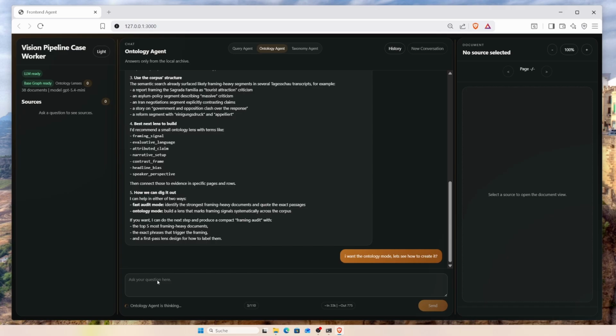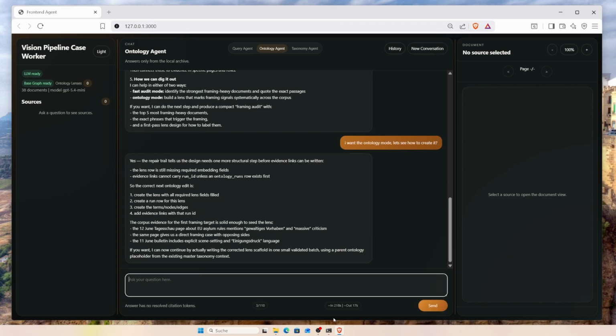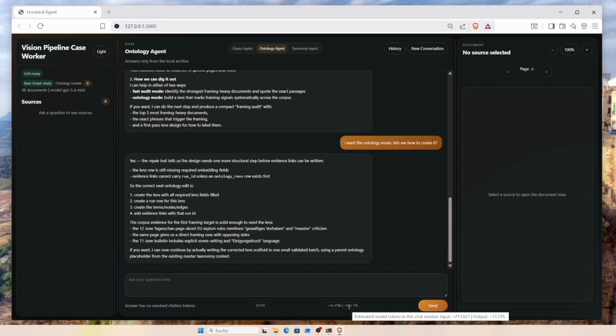And this takes quite long. Yes, you see, from 30,000 to 220,000, it's like 190,000 tokens that it just burned in one go. And it has thoroughly analyzed the database, and it gives you a summary of what it wants to do.